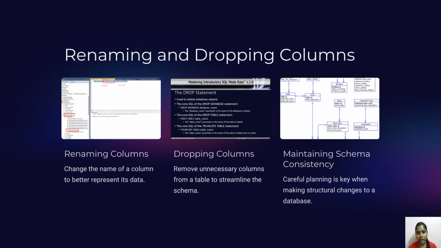The next one is renaming and dropping columns. Renaming columns: changing the name of a column to better represent its data. Dropping columns: removing unnecessary columns from a table to streamline the schema. The last one is maintaining schema consistency. Careful planning is key when making structural changes to the database.